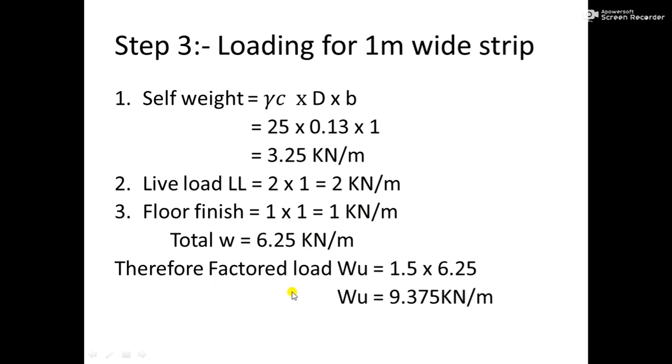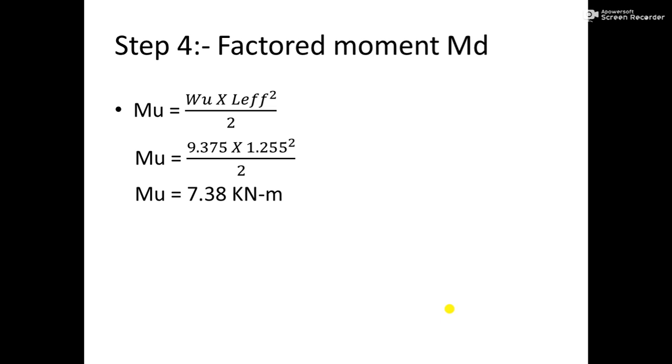Therefore factored load, that is ultimate load, is 1.5, the factor of safety for load, into 6.25, which gives 9.375 kilonewton per meter. This is the total load acting on the cantilever slab. For this total load we have to calculate the ultimate bending moment acting on the slab.